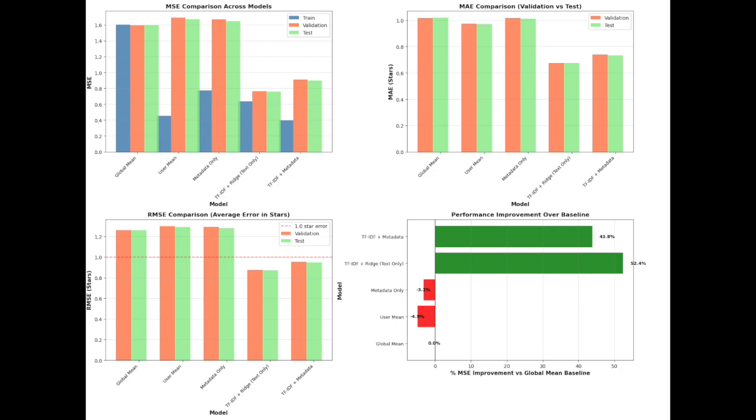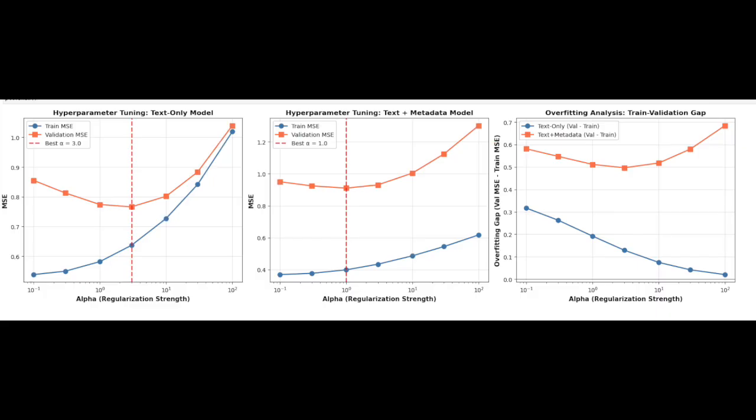The TF-IDF plus metadata model doesn't look that good and is a little suspicious, because it has a very low training MSE, but worse validation and test MSE and MAE. This indicates that it's overfitting when we add both review length and user mean into the same linear model. So in terms of generalization, the best model is the text only TF-IDF plus Ridge. The metadata model appears more powerful on the training data, but fails to carry that performance to unseen reviews.